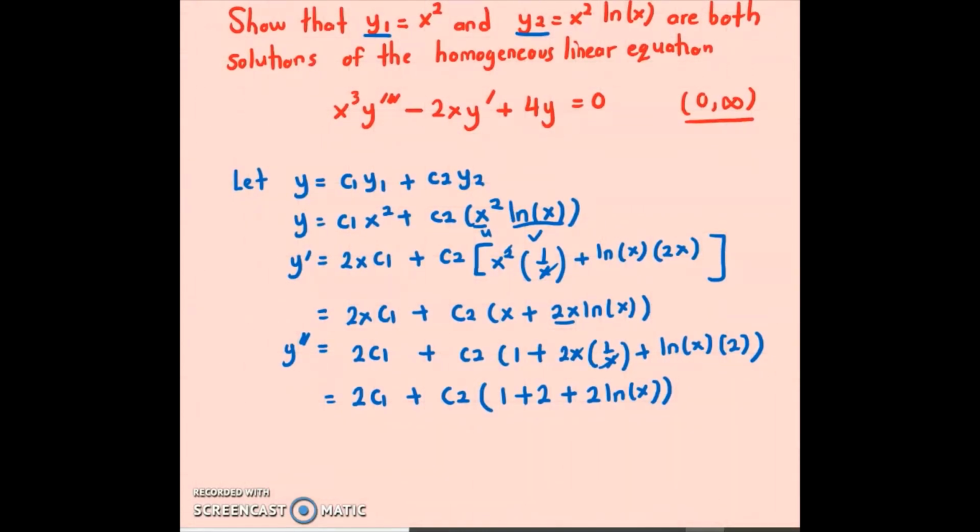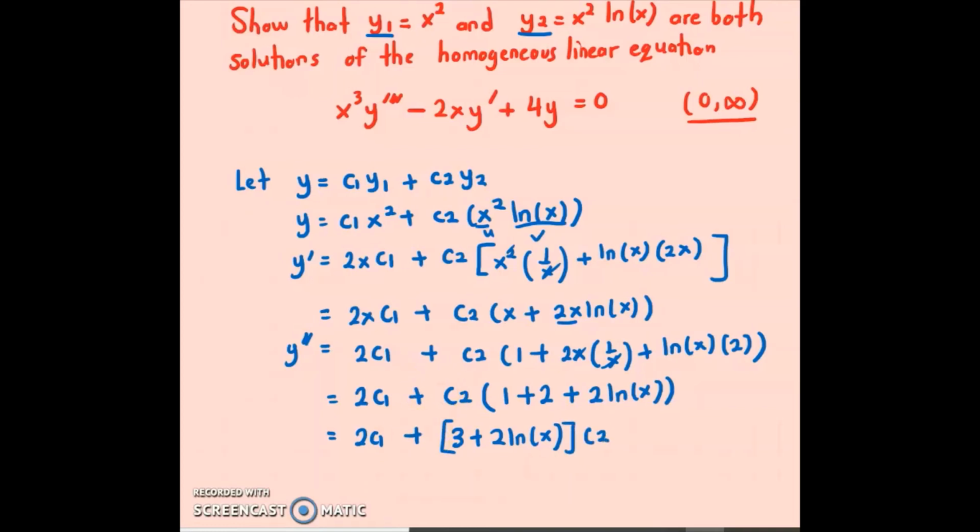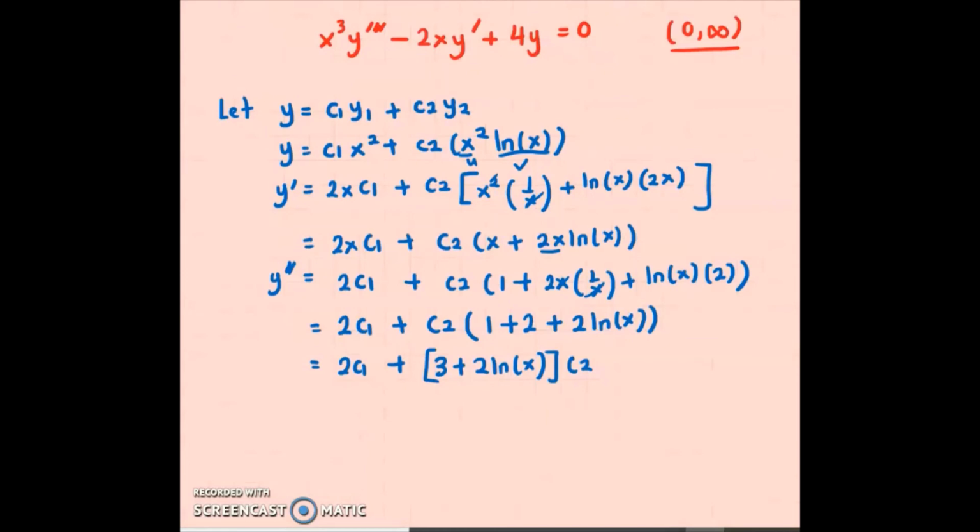Simplifying, I have y double prime equals 2c1 plus c2 times (3 plus 2 ln x). Now we take the last, the third derivative, which gives 0 for this term and 2 over x for this one, since the derivative of 2 ln x is 2 over x. So we have y triple prime equals 2 over x times c2. Now we put all these derivatives into the given third order differential equation.